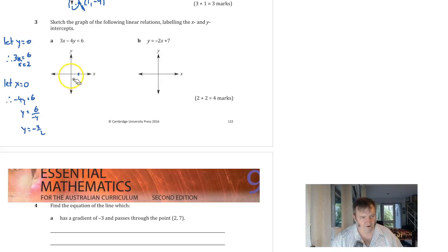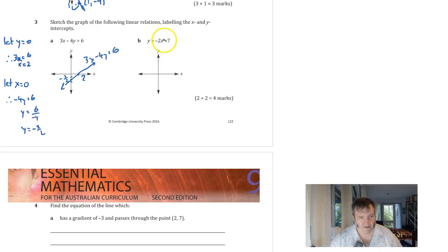I'm going to reposition where I put that. That's 2 across, 1.5 might be about there. Label that point negative 1.5. And there I've got 3x take 4y equals 6.